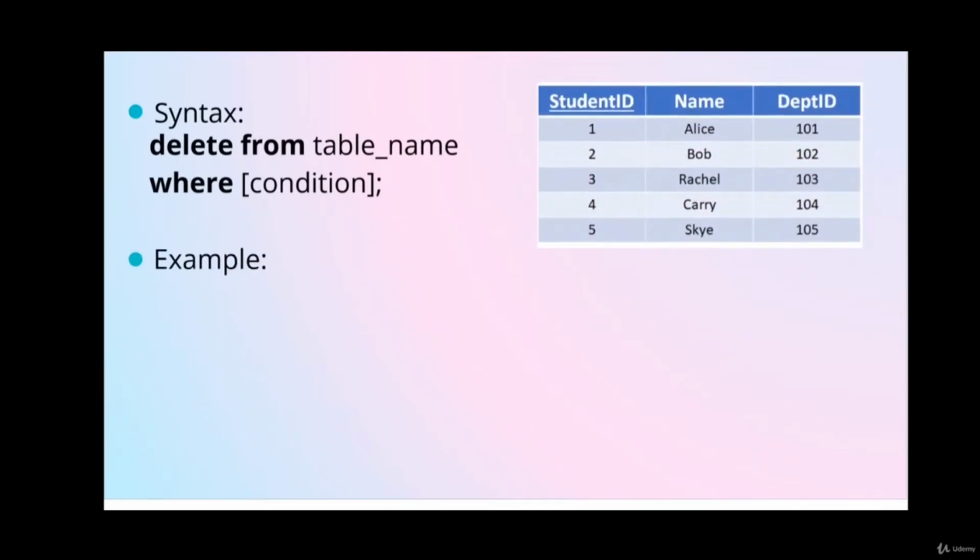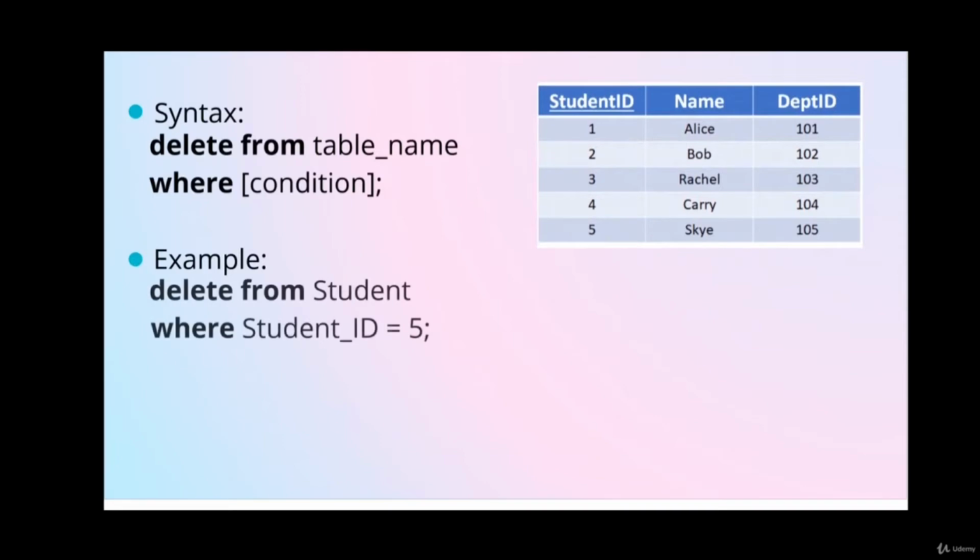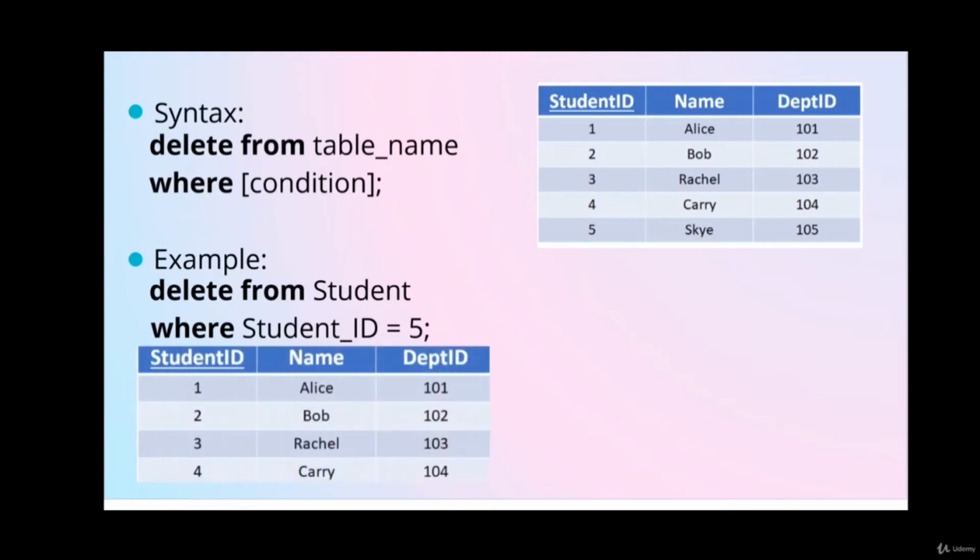Example, if this is a table and if I want to delete the last record from this table, I'll write the query as delete from student, where student ID is equals to 5. So it will search for that row which has student ID 5 and it will delete that row. So we will get an output without the 5th row. So these are the DML commands in SQL.